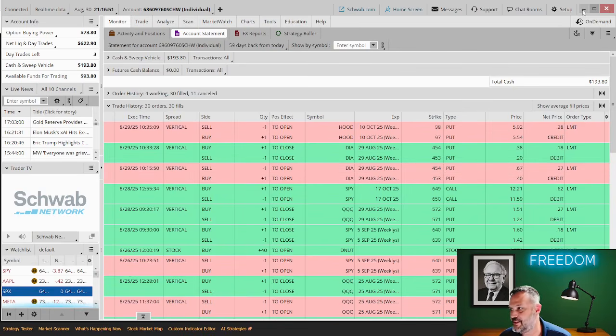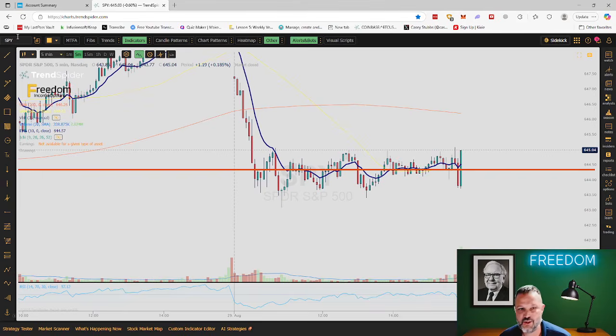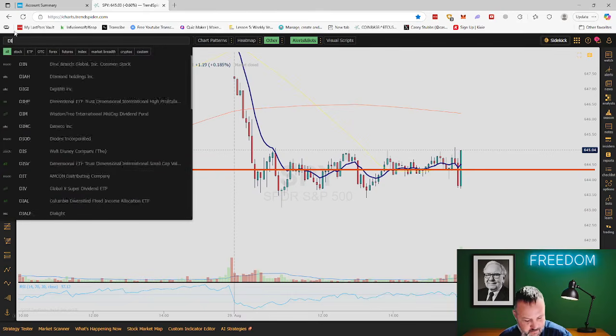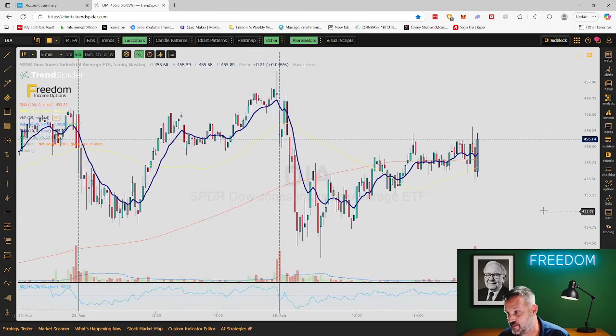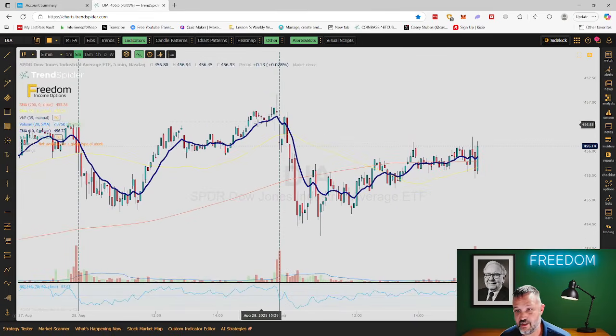So let's go back to the chart. And I apologize, I forgot that it was the DIA. DIA was actually a much better trade. And so that's one of my little tricks that you guys get: I look at the QQQ, I look at the DIA, and I look at the SPY. And if you'll notice here, the DIA is stronger, right?